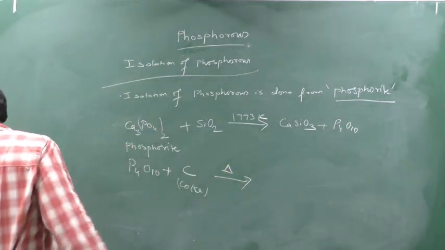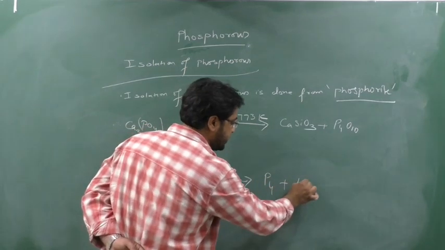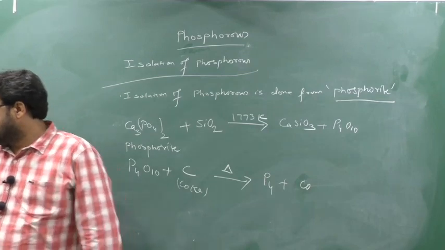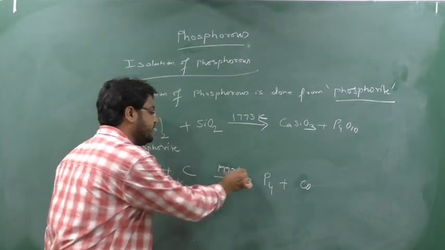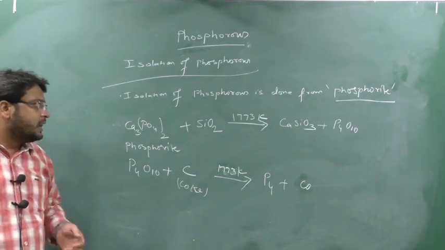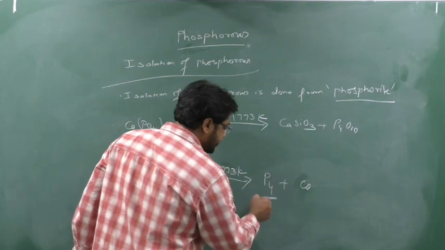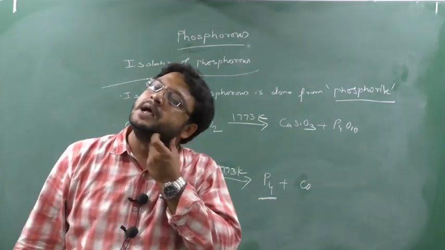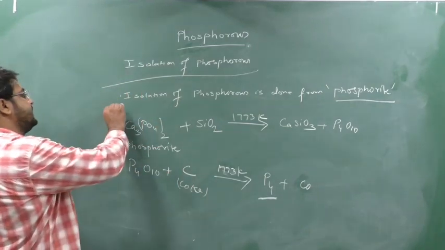When you heat this, you will get P4 plus carbon monoxide. The temperature is also nearly 1773 Kelvin. So this is one isolation of phosphorus, and the phosphorus you are getting is white phosphorus. We will discuss white phosphorus, red phosphorus and black phosphorus. This is a simple isolation technique from calcium phosphate.